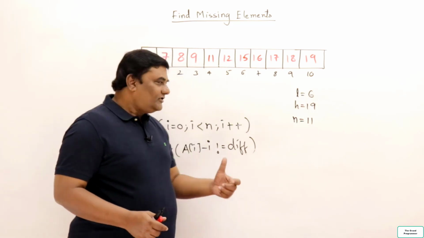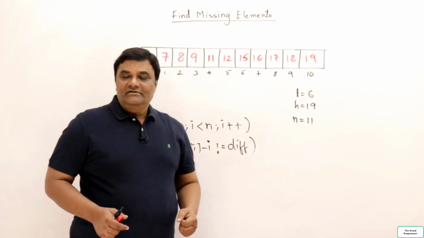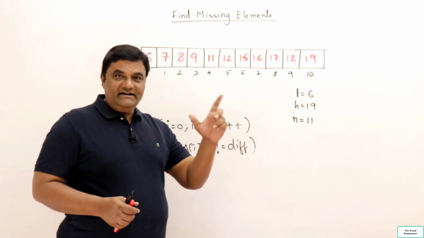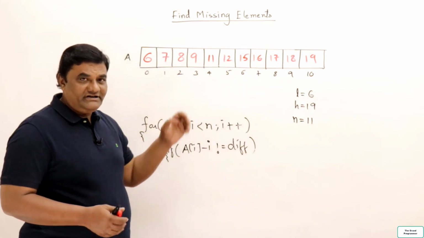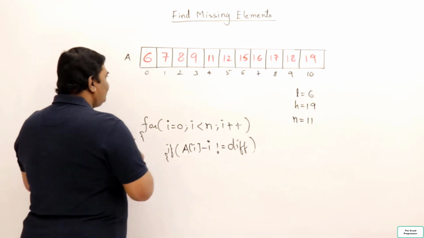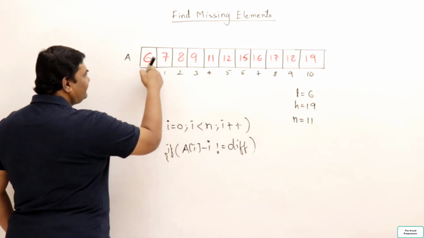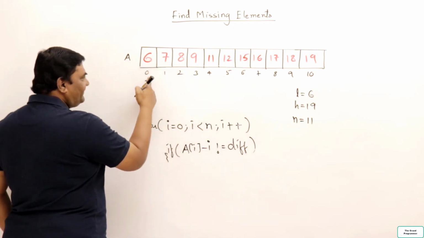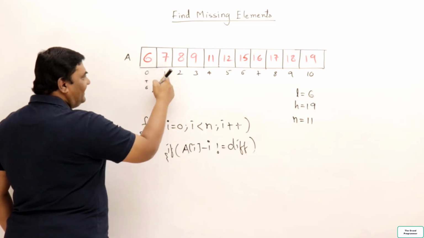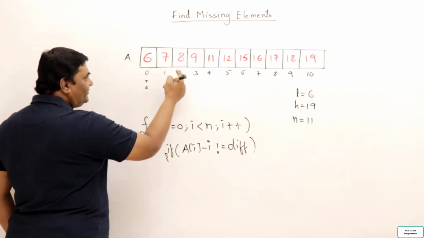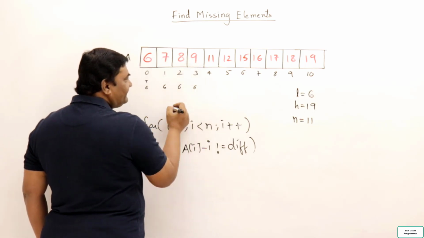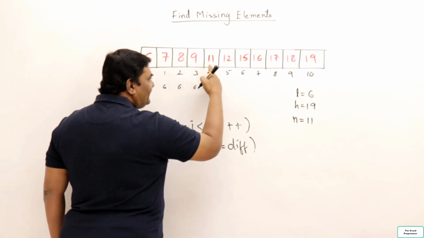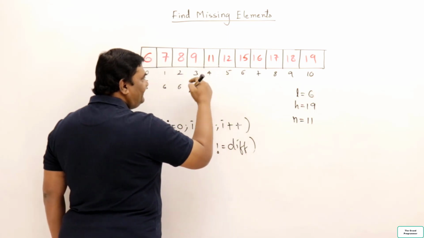We will follow the same logic that I have shown here, by taking the difference of index and the element. So let us start and see how we have to modify the logic. Let us start from here. The difference is 6, right? 6 minus 0, difference is 6. And here the difference is 6, so the element is not missing. Difference is 6, element is not missing. Difference is 6, element is not missing. Difference is 7, so an element is missing.